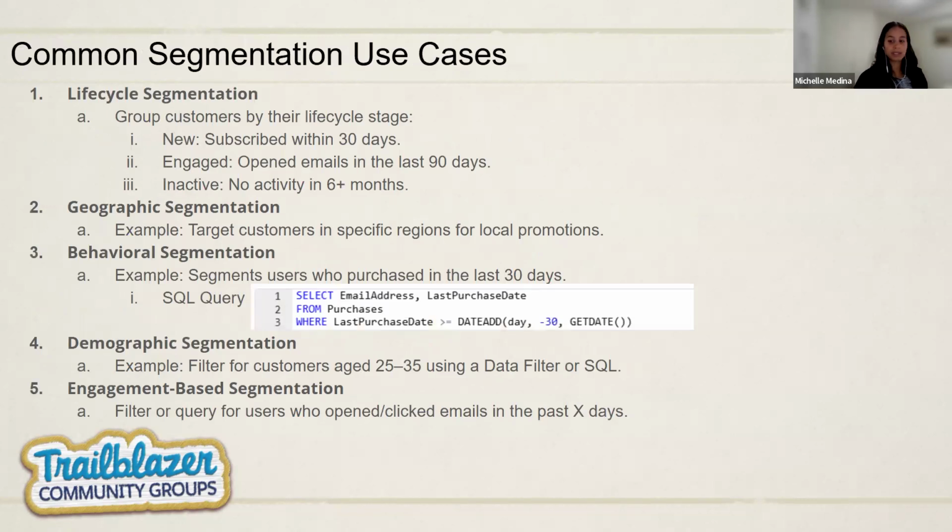And then some common segmentation use cases. The first one here is lifecycle segmentation, right? So maybe you want to group customers by their lifecycle stage. So you can have 3 groups, right? A new group, an engaged group, and then an inactive group. And you can segment, again, using data filters. You can use SQL query again for this. You want to segment your new subset to be those who have subscribed within the last 30 days. Your engaged audience could be those who have opened emails in the last 90 days. And then your inactive is no email activity, opens nor clicks, within the last 6 months.